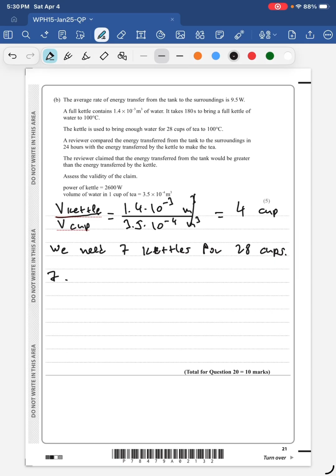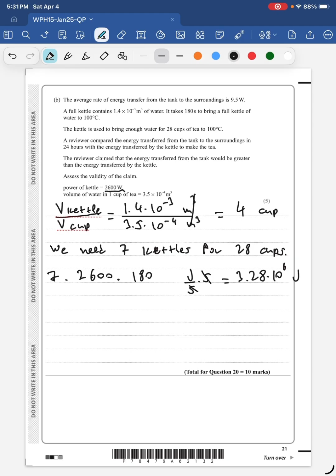Now, using 7 kettles, we will need 7 kettles times the power of 1 kettle, which is 2600 watts, right? And we need to boil it for 180 seconds. By the way, watts is joules per second, and then 180 seconds makes the seconds go away. And if we multiply this, we see that this needs 3.28 times 10 to the 6 joules. I hope this makes sense.